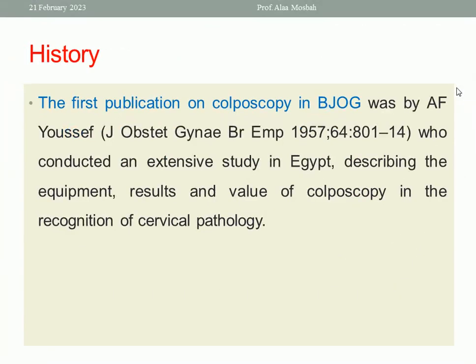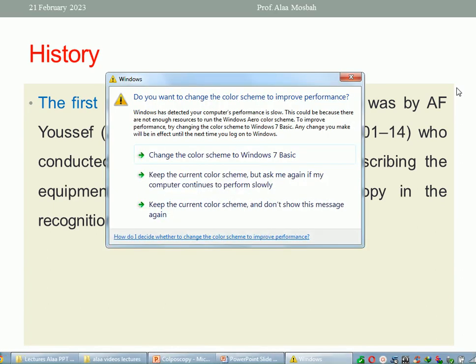What's very interesting is that the first publication on colposcopy in the British Journal of Obstetrics and Gynaecology was by Yusuf from Egypt, who conducted an extensive study in Egypt describing the equipment, results, and the value of colposcopy in the recognition of cervical pathology.